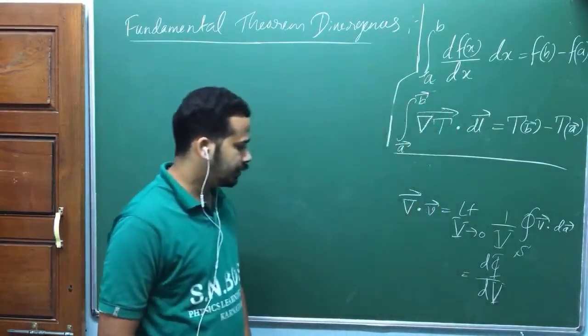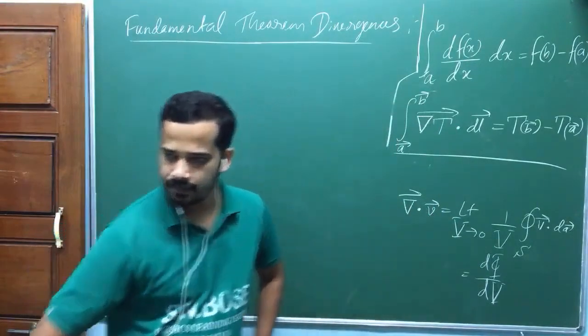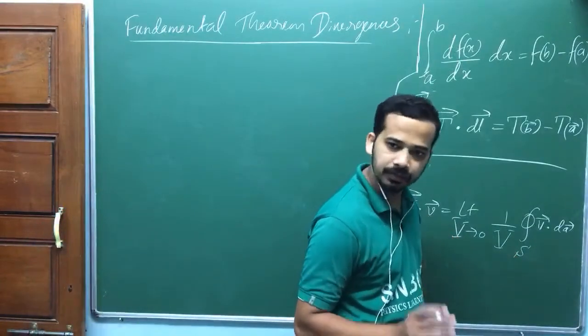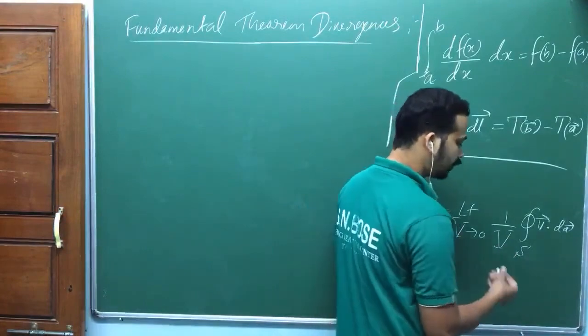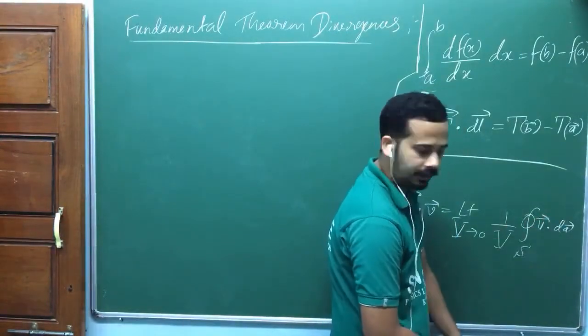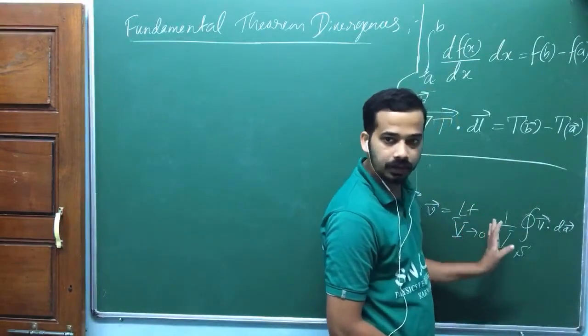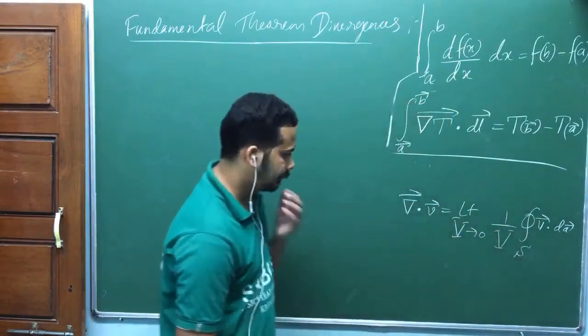Not d phi actually. d phi looks like change in phi. I'm not talking about change in phi. I'm talking about flux. Some amount of flux. This is the amount of flux, not change in flux. This is not a derivative. This limit is not a derivative. You can't write it like this.